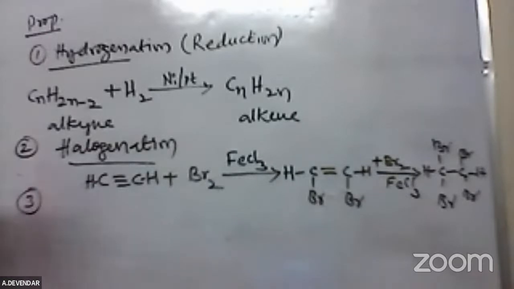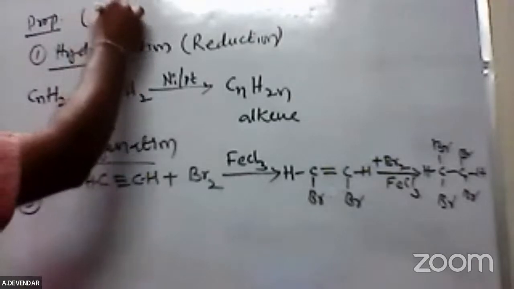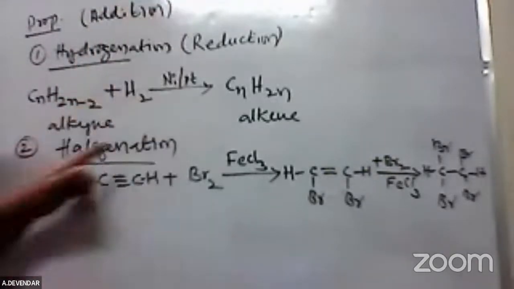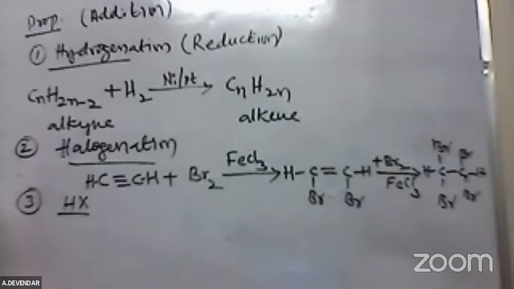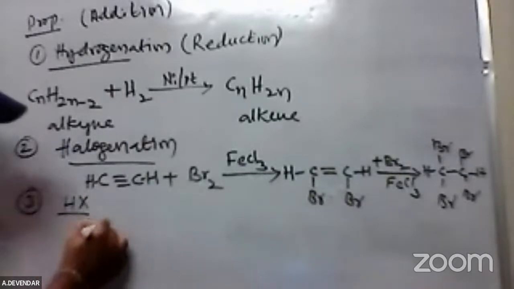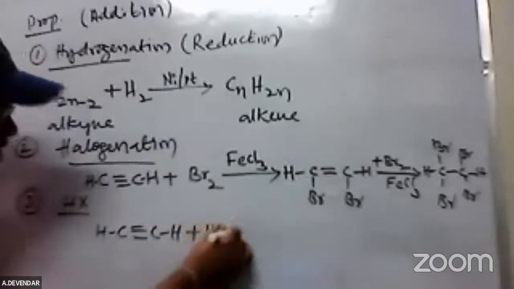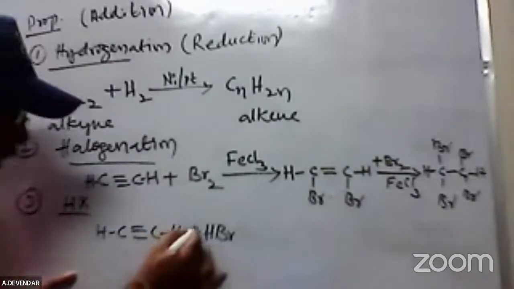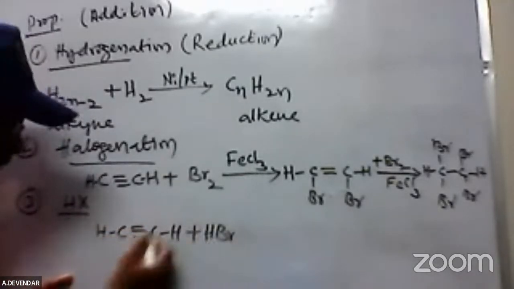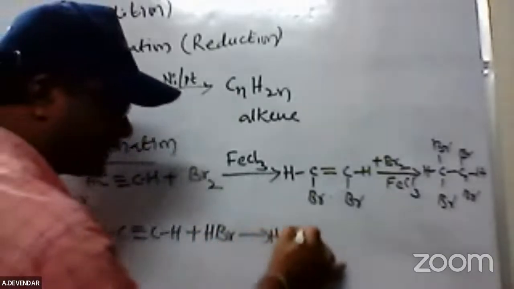hydrohalogenation. This is hydrogen halide addition; all our properties are addition reactions only. Hydrogen is added, halogens are added, and hydrogen halide, HX, is added. When the ethylene molecule with a triple bond reacts with a hydrogen halide, HBr is used. Simple case. What happens? One hydrogen will be present, and another bromine will be present. So the reaction goes without a reagent only. This can be formed like this.